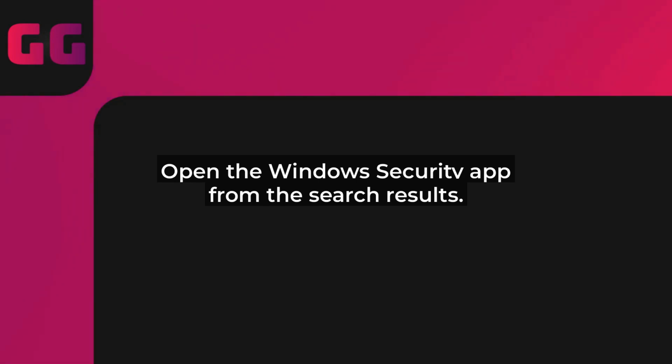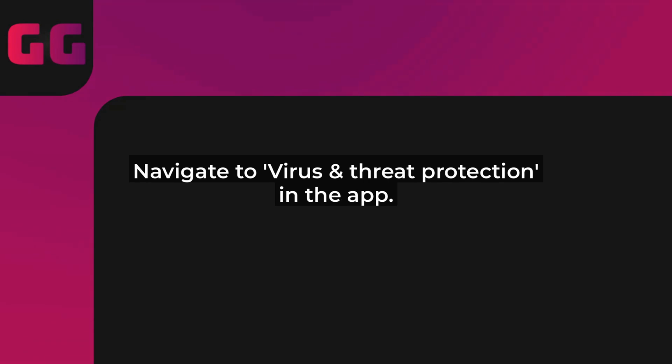Start by clicking the Start button in the bottom left corner of your screen. That's the Windows icon. Once you're there, type Windows Security into the search bar and hit Enter. This will launch the Windows Security app, which is the new home for Windows Defender features.